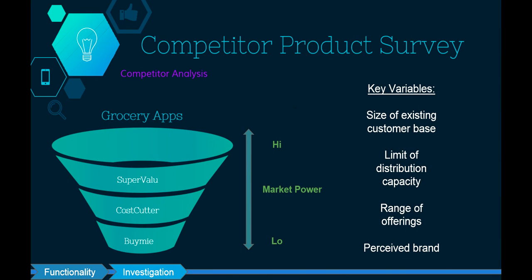Finally, we used competitor product survey to compare and evaluate Buymie's competitors by collecting information on their interfaces, their features, and how they treat user historic information. The outcomes can be summarized in the form of the figure below on the left, and on the right are the variables that create the division between startup tier, mid-tier, and top-tier grocery distributors.